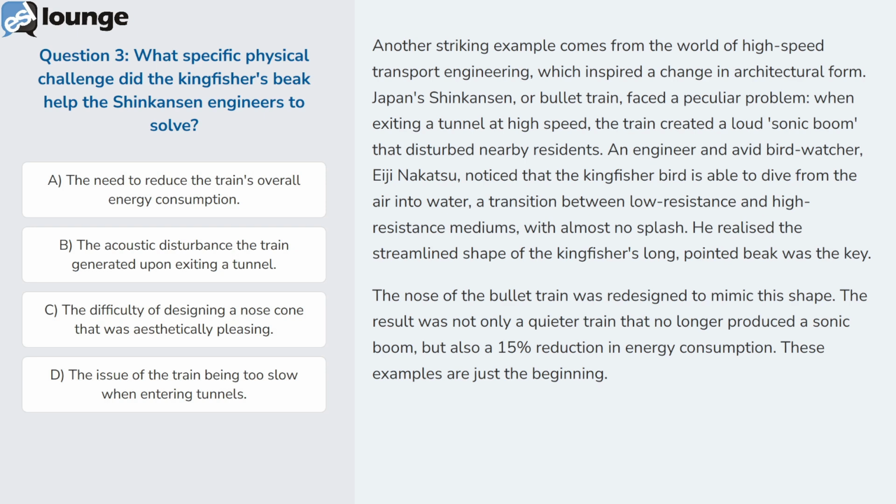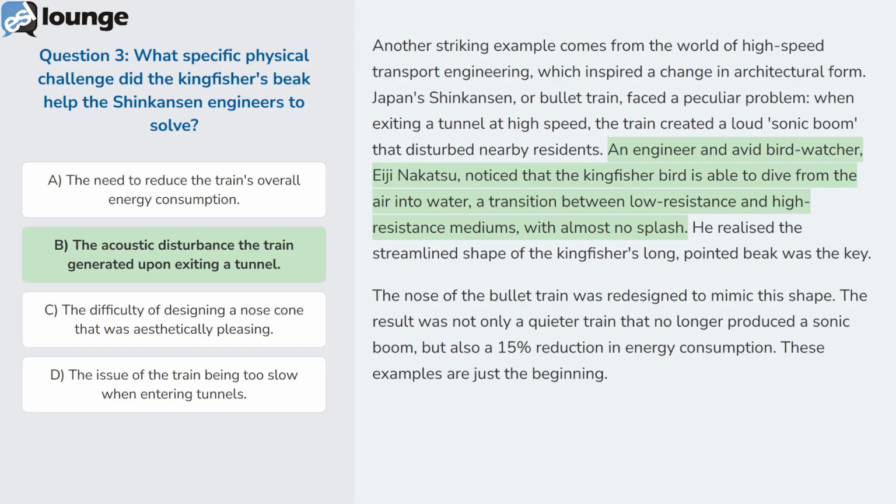Pause the video now to think about your answer. The correct answer is B. The text explains the Kingfisher is able to dive from air, low resistance, into water, high resistance, with no splash, which was the same problem the train faced when exiting a tunnel into open air.